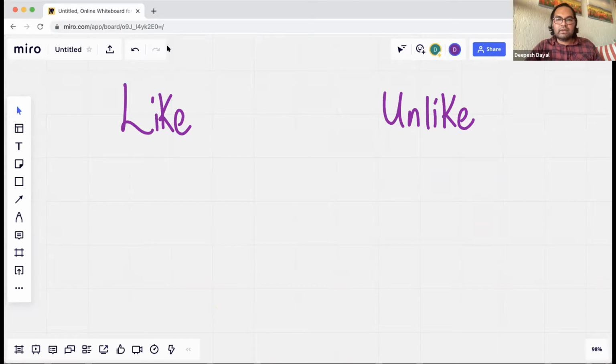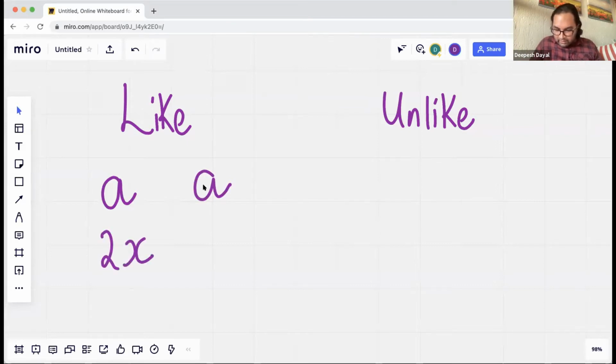There we go. Okay. So we've got like terms and we've got unlike terms. Like terms are terms that are the same, and unlike terms are terms that are not the same. So if I look at like terms, as we saw earlier, if I have A and A, or if I have 2x and 5x, that's the same.